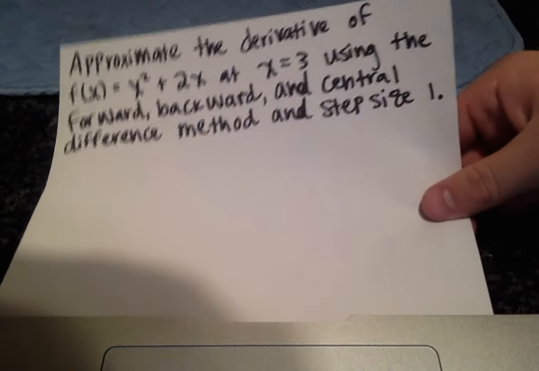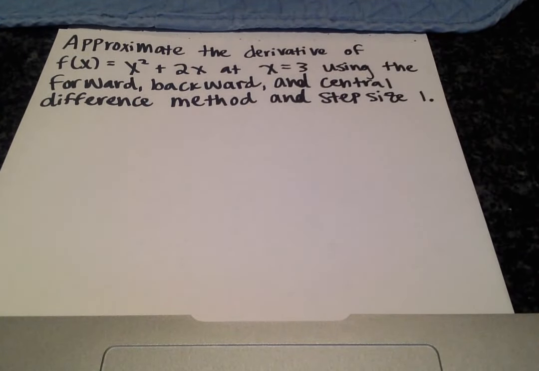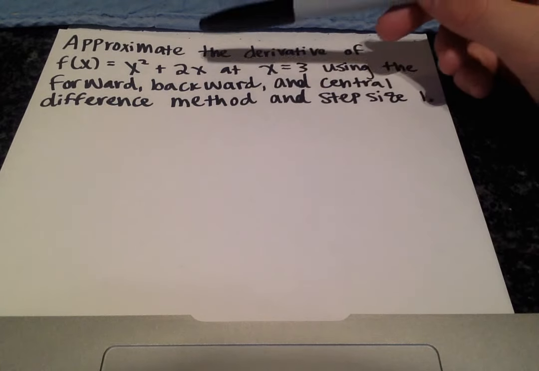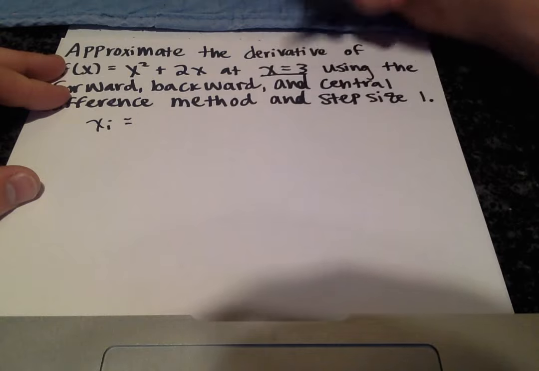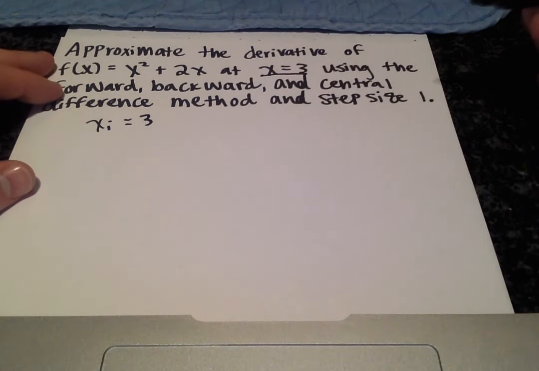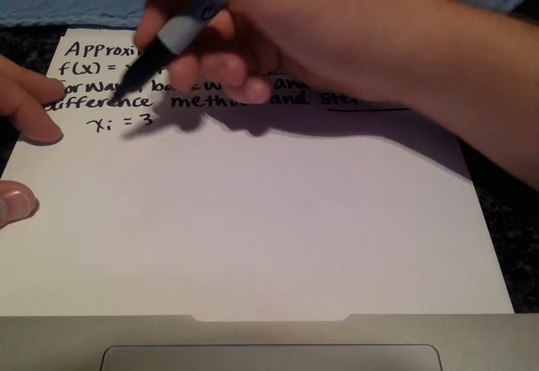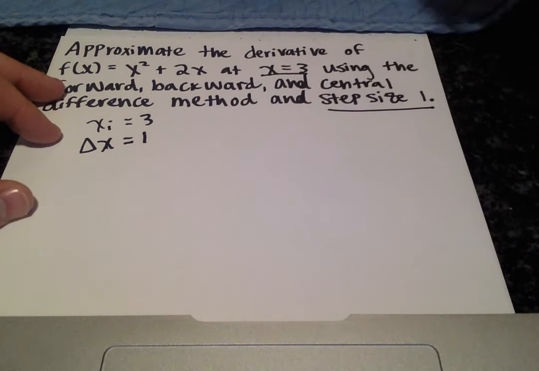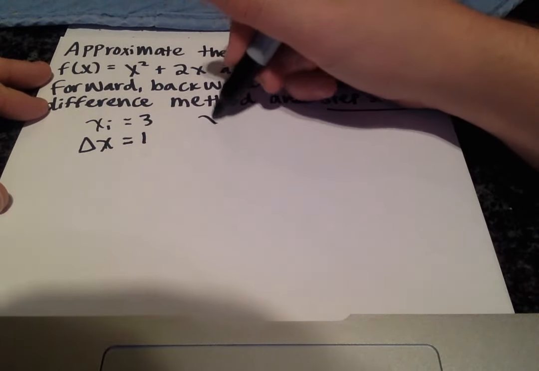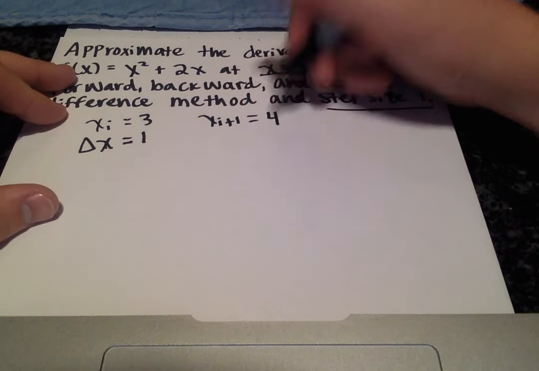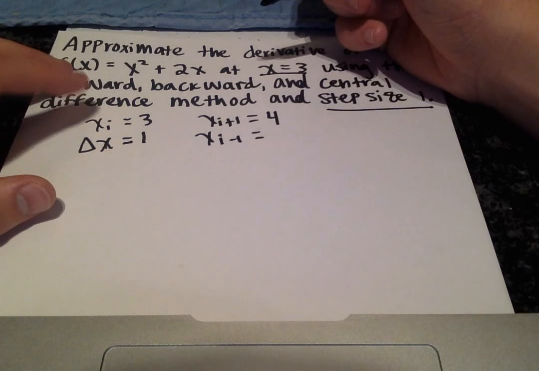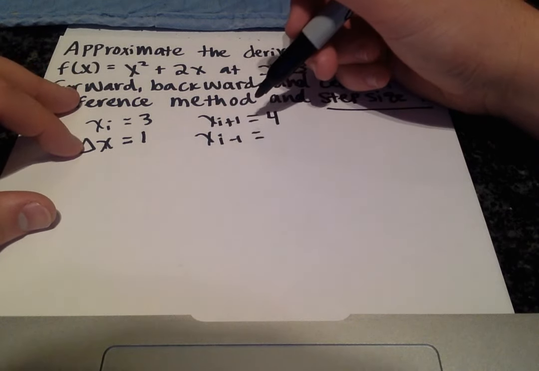Here we're given a problem where we want to approximate the derivative of f of x equals x squared plus 2x at the point x equals 3 using the three methods we just discussed, and also a step size of 1. So those variables we just talked about: x sub i, our point of interest here, is x equals 3, so x sub i equals 3. We also have the step size of 1, so delta x equals 1. And x sub i plus 1 is the point of interest plus the step size, so that's just 4. And x sub i minus 1 is the point of interest minus the step size, or 3 minus 1, 2.